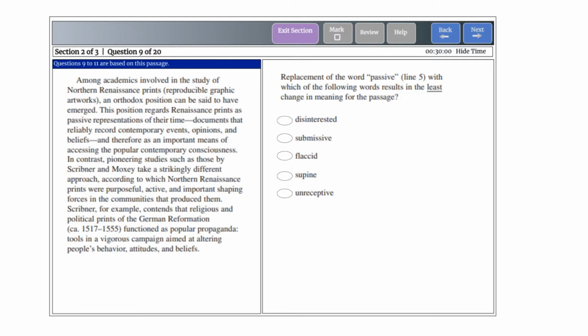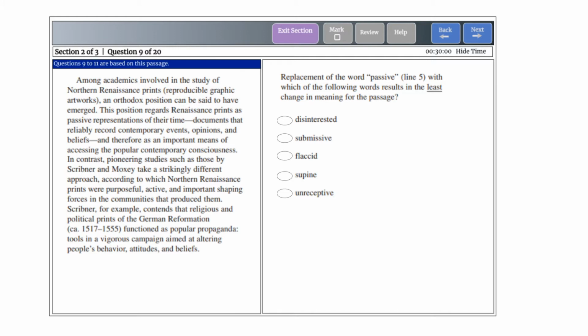If we look at the line, it says the position regards Renaissance prints as passive representations of their time, documents that reliably record contemporary events, opinions, and beliefs. So the word we want here is that they were accurate, they were reliable. They didn't have any bias, they didn't try to change things, they were just accurate. And so the best synonym is definitely A, disinterested.